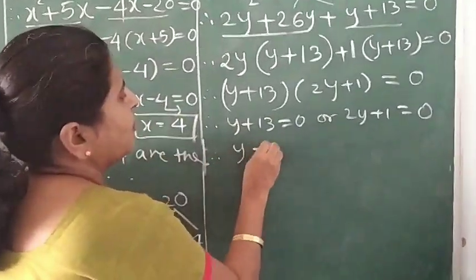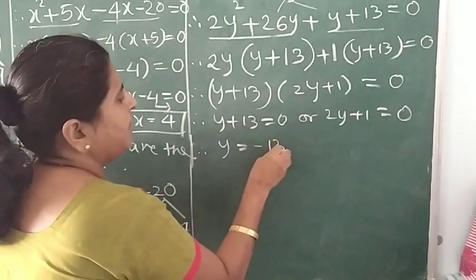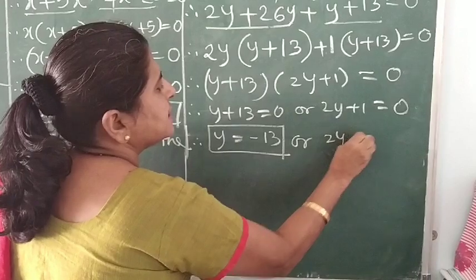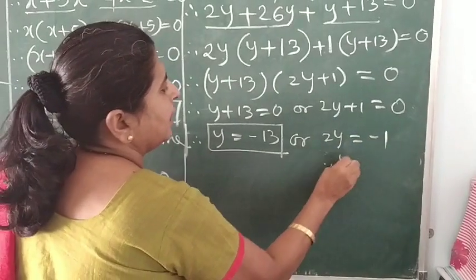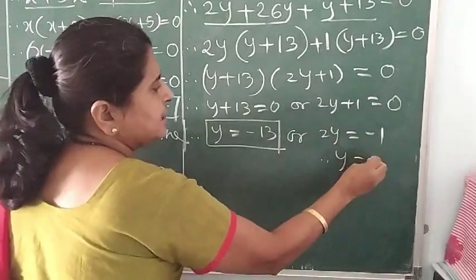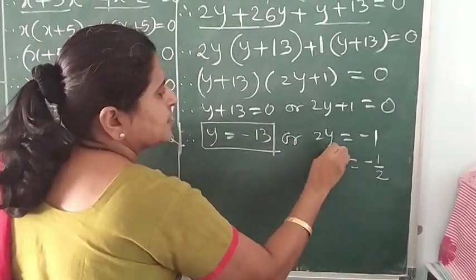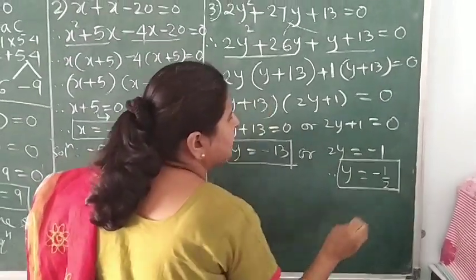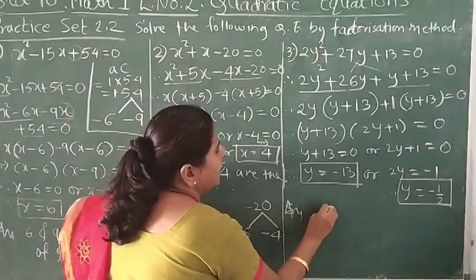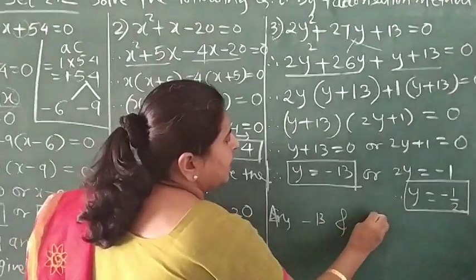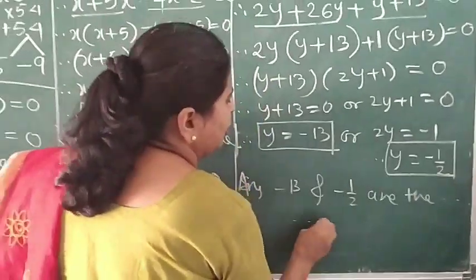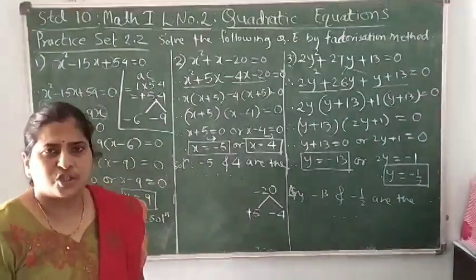Therefore, y is equal to plus 13 going on the other side, it becomes minus 13, or 2y is equal to minus 1. Hence, y is equal to, 2 will go here. Multiplication 2 becomes division 2. So, it is minus 1 upon 2. So, we got these two answers. So, you can write your answer or solution. Minus 13 and minus 1 upon 2 are the roots or solutions of the given equation.